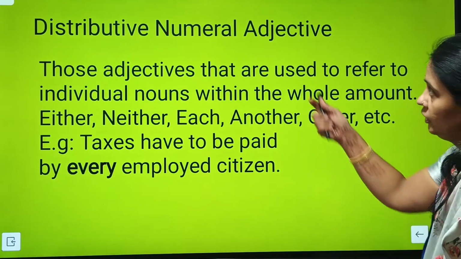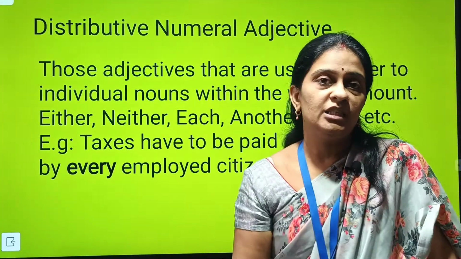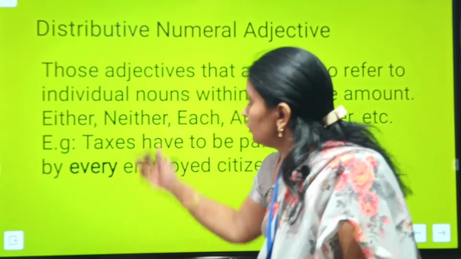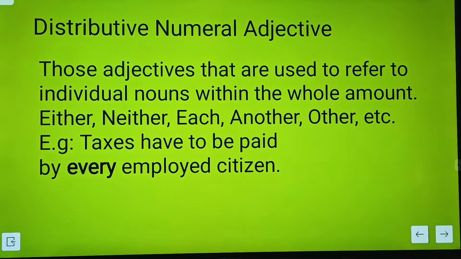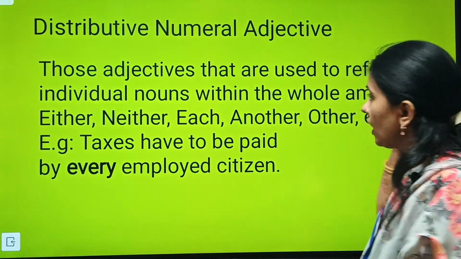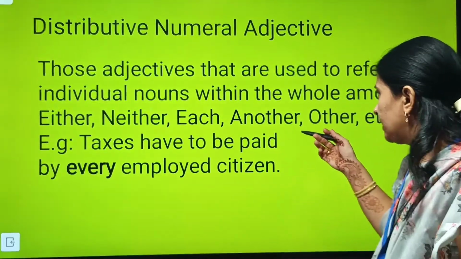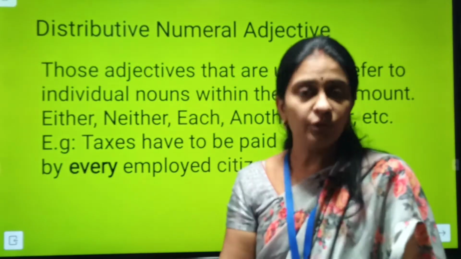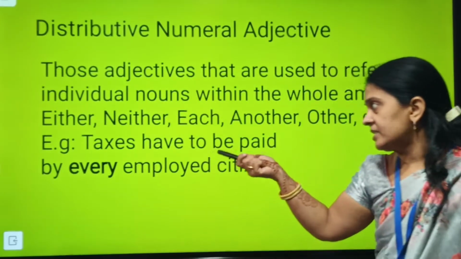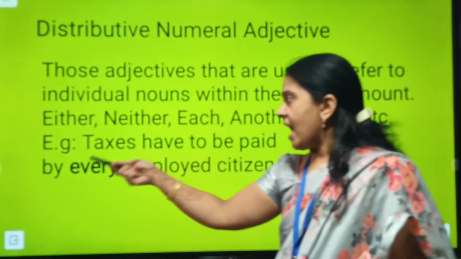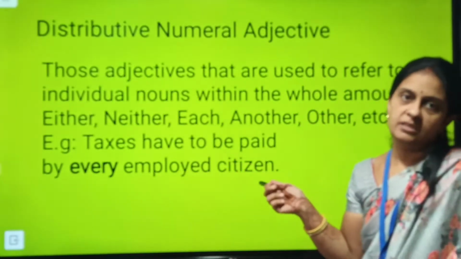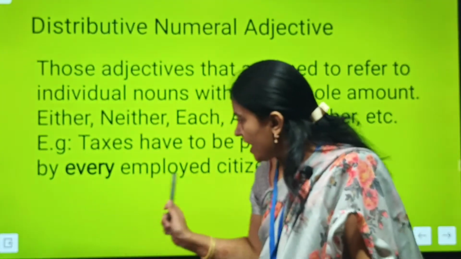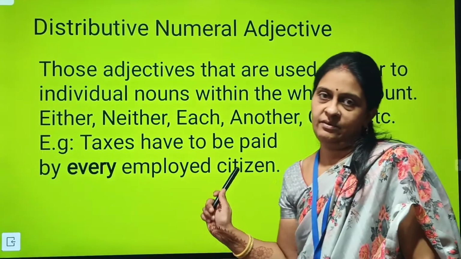Now, the distributive numeral adjective. This we have studied under the category of distributive adjectives in our live classes. Those adjectives that are used to refer to individual nouns within the whole amount, like either, neither, each, another, other, etc. These are the words that have been used to describe the distributive adjective. For example, taxes have to be paid by every employed citizen. So, who will pay the taxes? Every employed citizen.